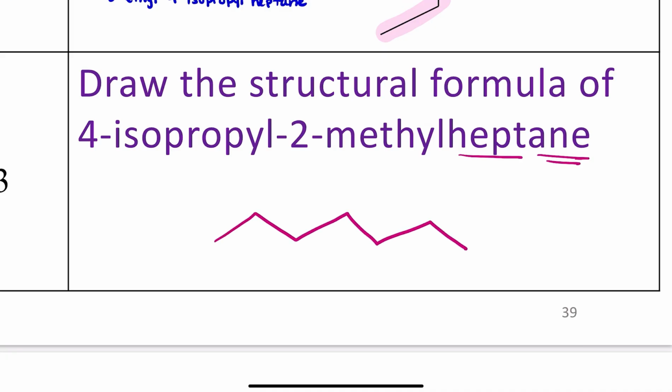1, 2, 3, 4, 5, 6, 7. Cool. I'm just going to say that carbon 1 is down here because I'm drawing this how I want. It tells me at the fourth carbon, I have an isopropyl group. And I know isopropyl looks like that Y. It tells me at the second carbon, I have a methyl group. And that's it. I drew my compound.